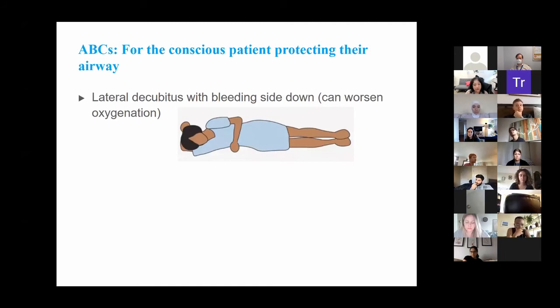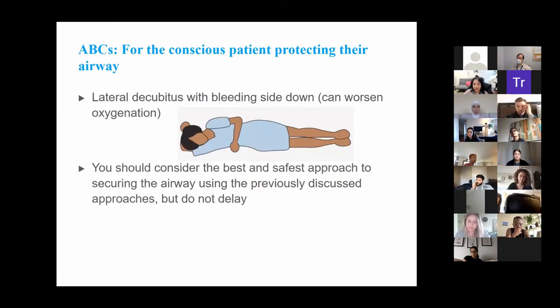What are you doing there? You're just using gravity to help keep the blood in the side that is down and prevent it from crossing over the carina into the good lung. So that's immediate. If you know which side the blood is coming from, lateral decubitus positioning, make them NPO, and consider the best and safest approach to secure the airway. You're not going to delay.